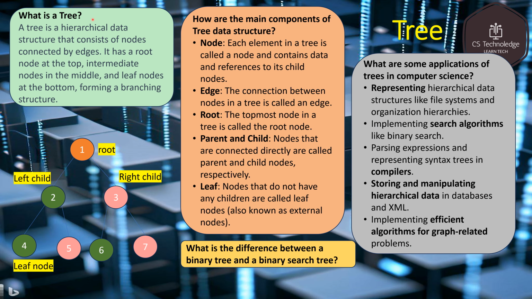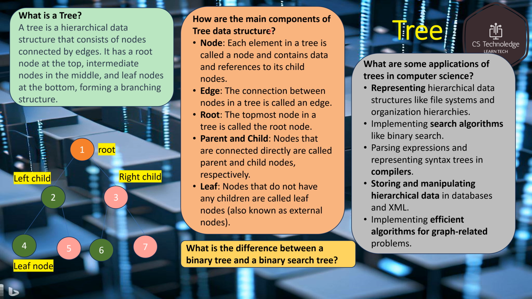So what is a tree? A tree is a hierarchical data structure, which means that it follows a hierarchy that consists of nodes. Each of these circles which you are seeing are nodes which are connected by edges, right? So these are the edges. It has a root node at the top and intermediate nodes in the middle and leaf nodes at the bottom, forming a branching structure. As a tree has a root and then it has branches, this is a similar model which the tree data structure follows.